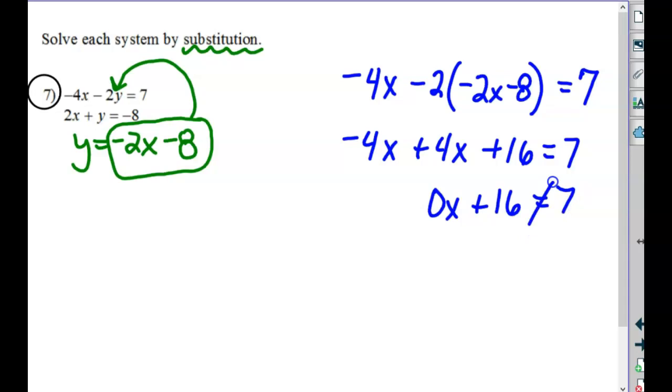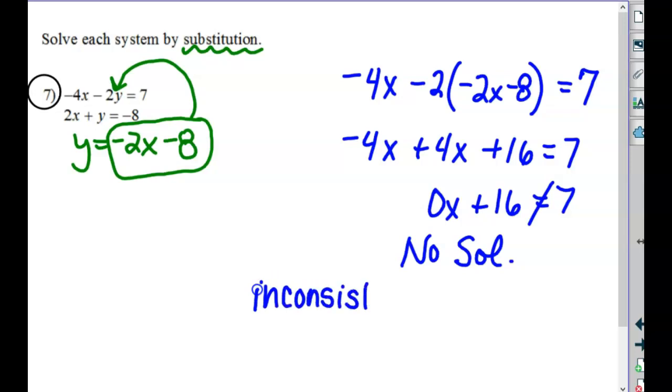This is not true, right? It's never true. It's not possible. So this means there is no solution. The vocabulary for this is an inconsistent system, because it has no solution at all.